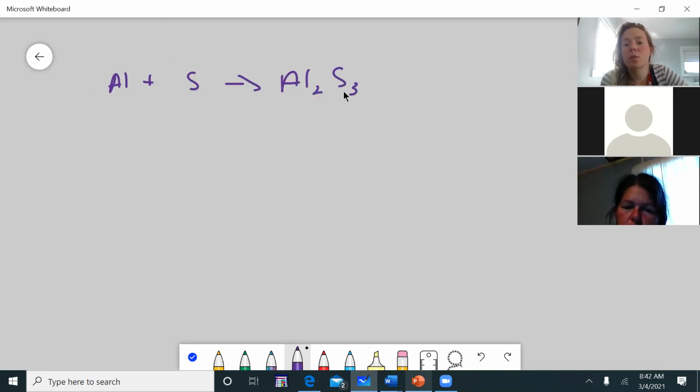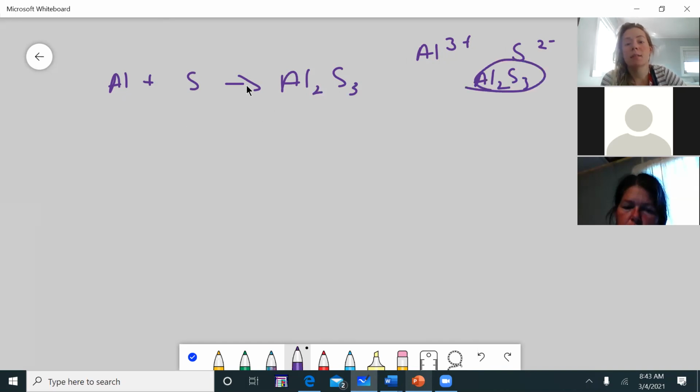Why is it Al2S3? Well, because anytime aluminum and sulfur come together, that's the formula they're going to produce. Remember, aluminum is a metal with a charge of 3+. Sulfur is a non-metal with a charge of 2-, flip-flop, Al2S3. So I can't change subscripts. That is what aluminum sulfide is.